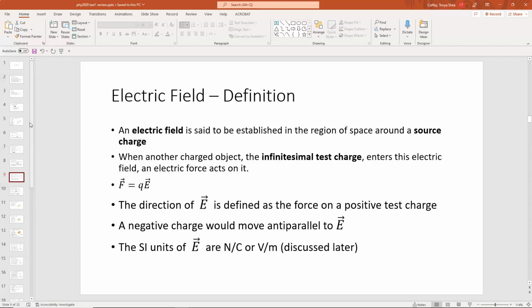Now, the direction of the electric field is pointing in the direction that the force would be on a positive test charge. If you've got a negative charge in the field, then the force would, of course, travel up the electric field line instead of down it. So, positive charges move parallel to electric field lines, negative charges move anti-parallel or up the electric field lines. Looked at this way, since the SI unit of force is the Newton and the SI unit of charge is the Coulomb, then the SI unit of the electric field would be the Newton per Coulomb. And as discussed later in a different equation, that's also equal to volts per meter.